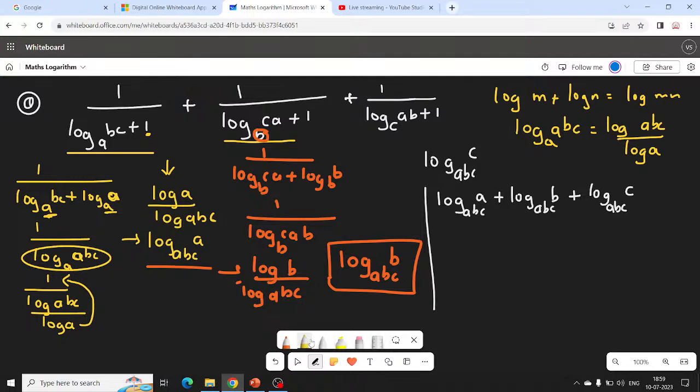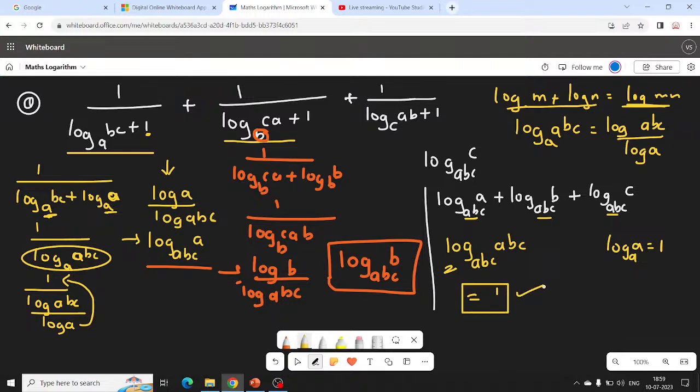Now look at this carefully. The base is same or different? Same. So if the base is same, what happens with a plus b? Multiply. So can I multiply everything? This becomes log ABC to the base ABC. What is log a to the base a? 1. See, I gave you a formula, no? Log a to the base a, what is the answer? 1. So what will be the answer for this? That's it, you got the answer. 1. Do you understand? Yeah, start doing it.